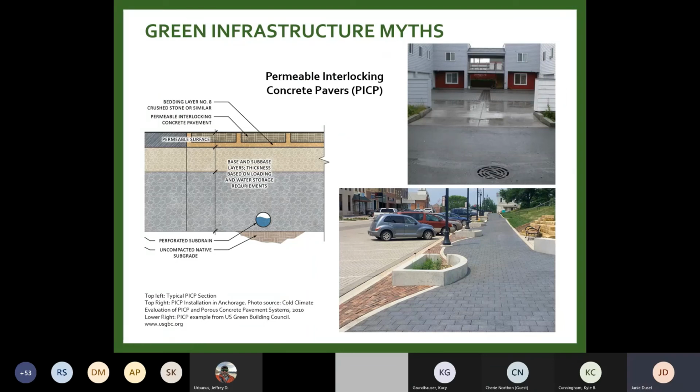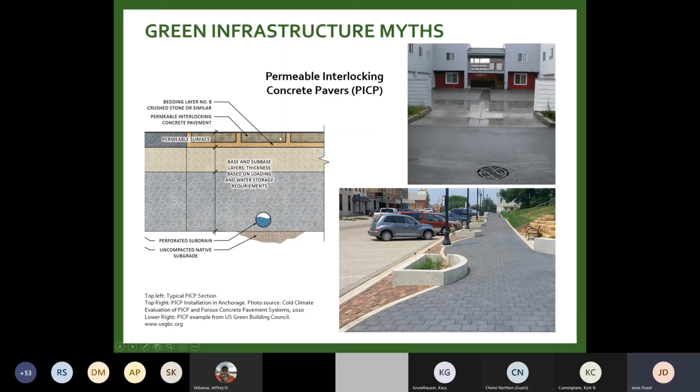Okay, so my next myth, and again, I hear this a lot, is about permeable interlocking concrete pavers, or PICP. I want to give you a quick introduction to what PICP is so that you can understand the myth a little bit better. It's basically just concrete blocks with some type of pervious surface in between them. Usually, to be considered PICP, this surface in between is some kind of crushed aggregate, so sand or something porous.